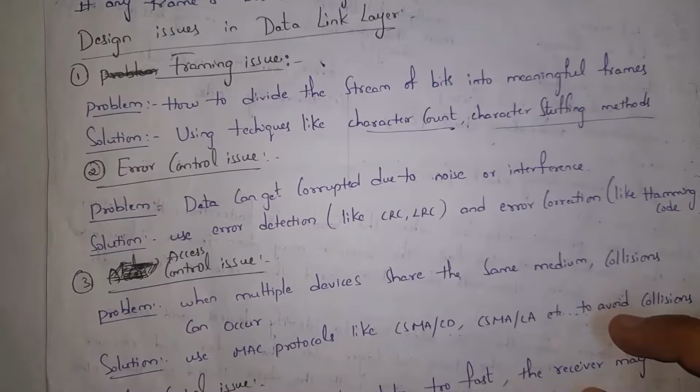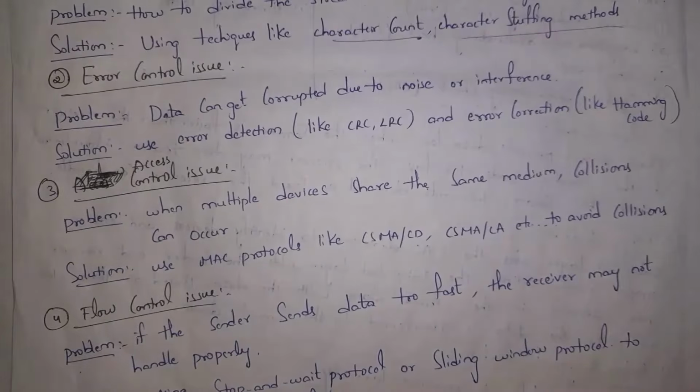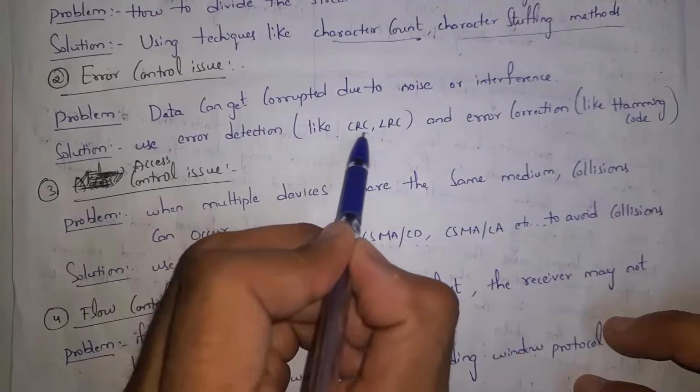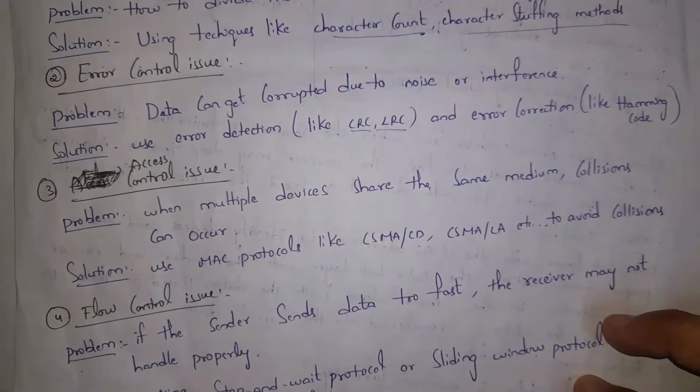And the second one is error control. Due to some noise or interference in the network, the receiver may receive a wrong message. So in order to identify errors in our data, the data link layer will use various techniques like CRC, LRC, checksum and VRC. And the data link layer can also correct that error. In order to correct errors, the data link layer will use a technique like the Hamming code method.